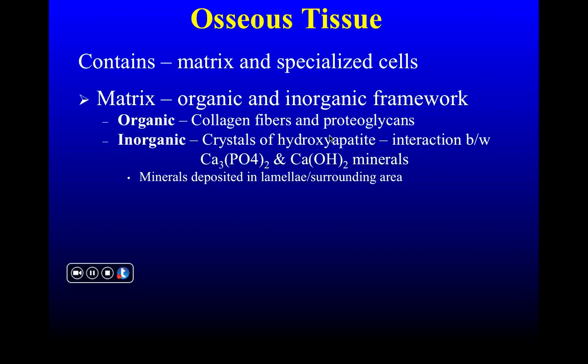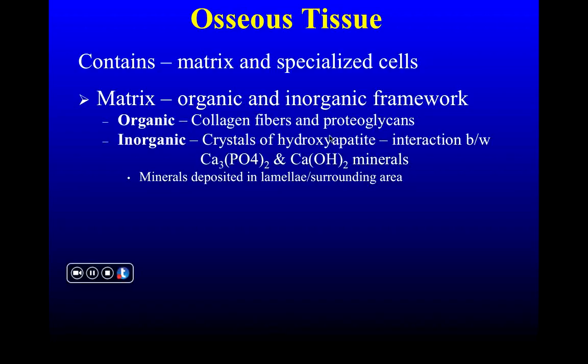So now let's go to what we always do with most of our organ systems, which is talk about the organs and how they're specifically made. That means we're going to talk about the tissue. The tissue, when we talk about bone formation, is osseous tissue. Now we know that it's a connective tissue.